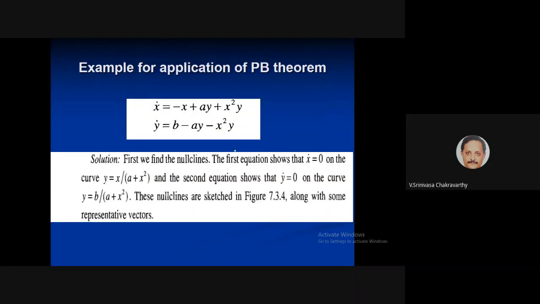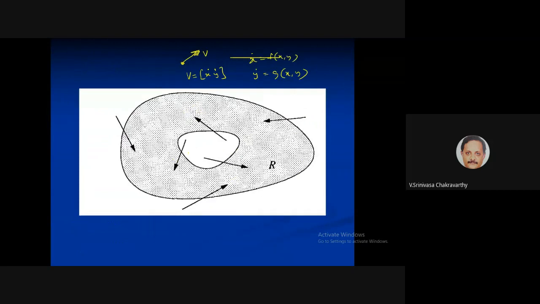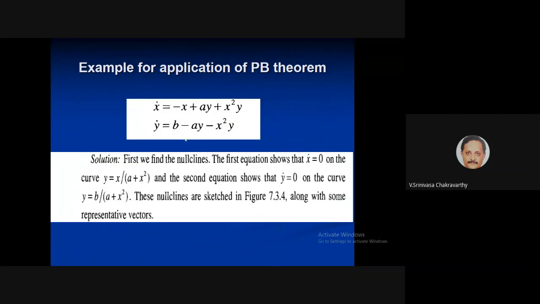So now let us try to apply the condition, or verify the condition, of the Poincaré-Bendixson theorem, and show that there are limit cycles in a particular example. This example is given in Strogatz, right? You can look at that. So the two equations here are nonlinear equations.